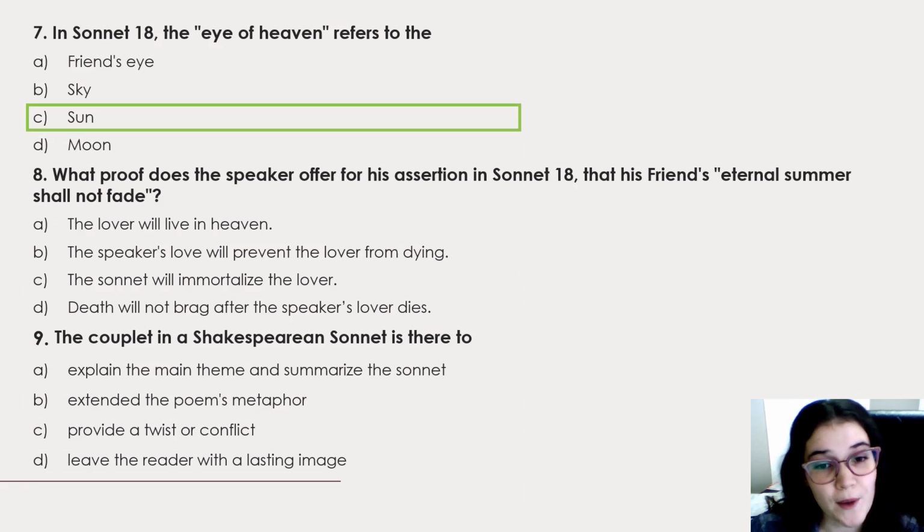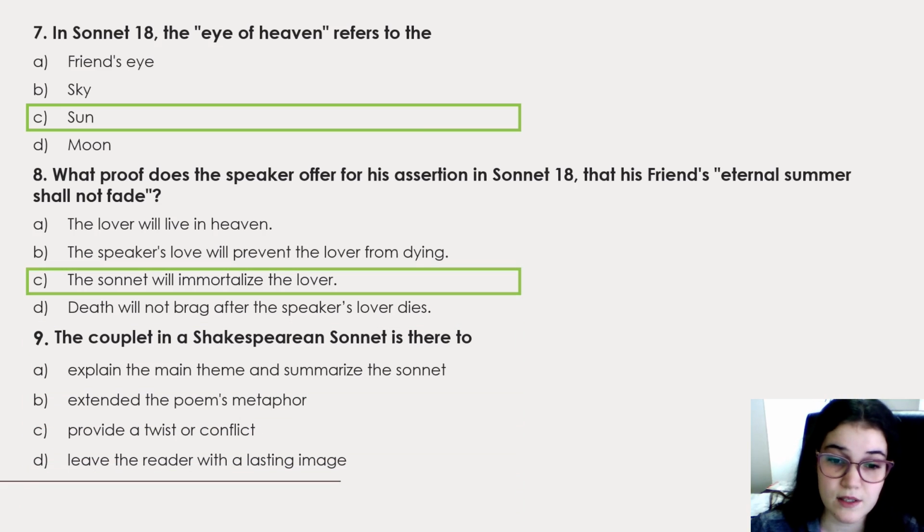Question 8, what proof does the speaker offer for his assertion in line 18 that his friend's eternal summer shall not fade? A, the lover will live in heaven. B, the speaker's love will prevent the lover from dying. C, the sonnet will immortalize the lover. Or D, death will not brag after the speaker's lover dies. The answer is C, the sonnet will immortalize the lover.